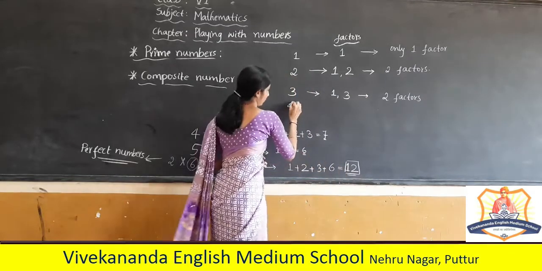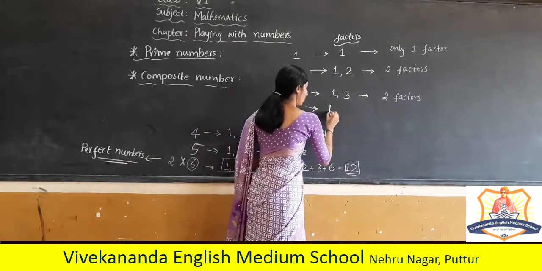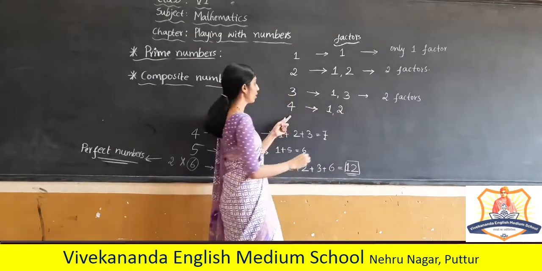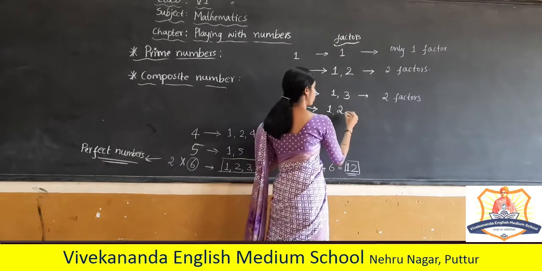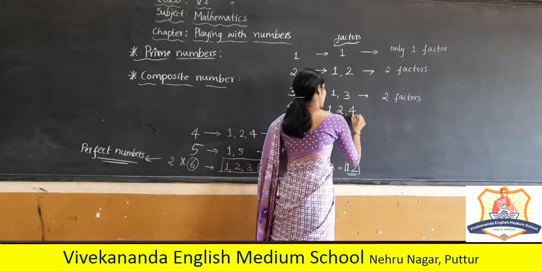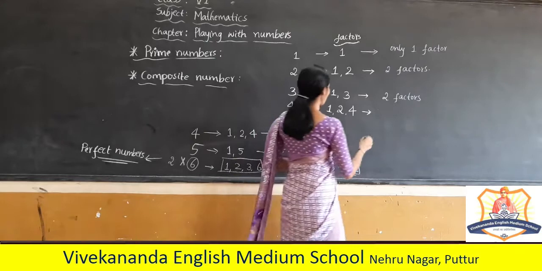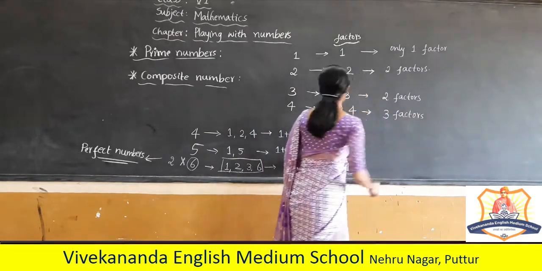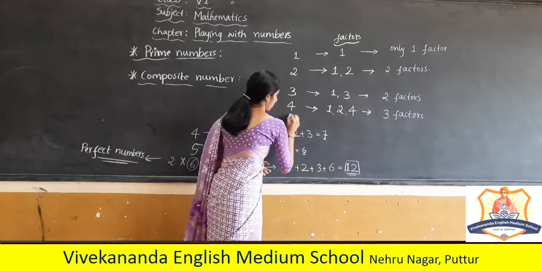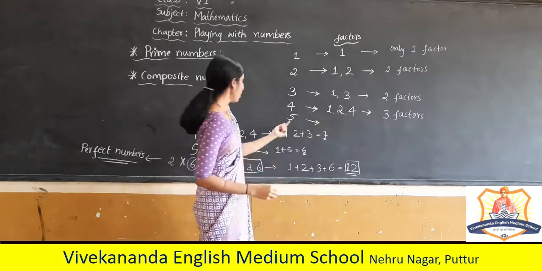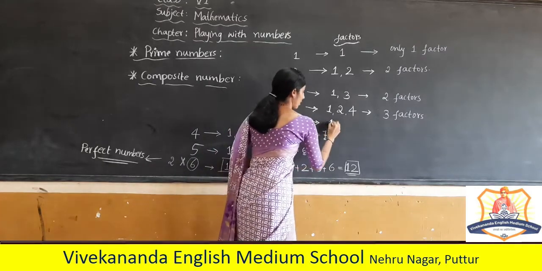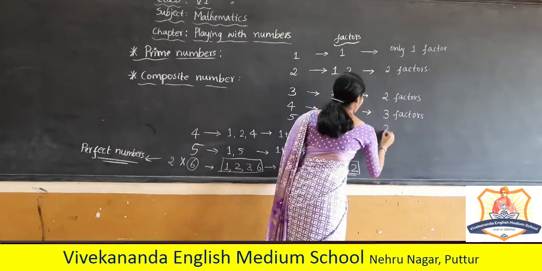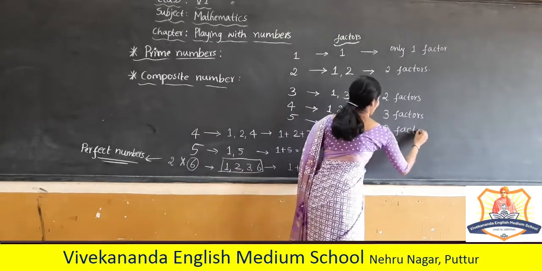Number 4. 1, 2 is one of the factors of number 4. It is the exact divisor of 4, and the number itself. So how many factors does it have? 3 factors. Number 5. Number 5 factors are 1 and 5. So how many factors does it have? 2 factors.